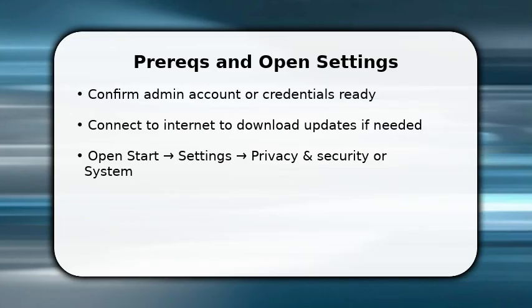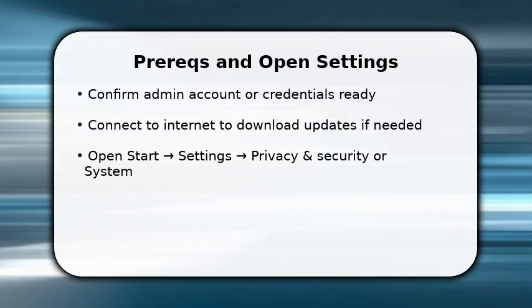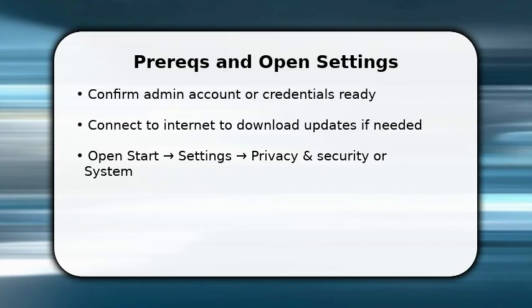Enjoy the video. You need admin rights and a live internet connection. Once you have those, open Start and go to Settings. Navigate to Privacy and Security on Windows 11 or System on Windows 10, then click Windows Security. I tell you this because the firewall toggle lives inside Windows Security. Without it, you can't enable Defender's firewall.